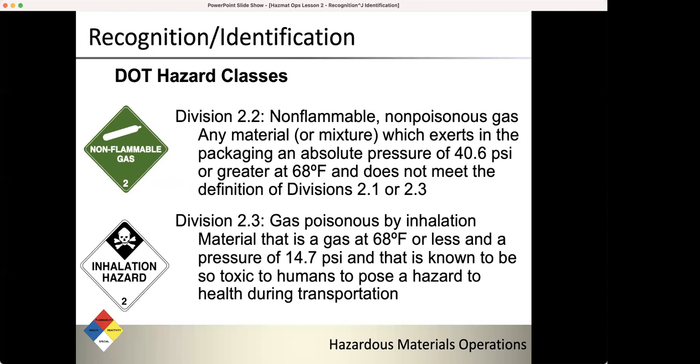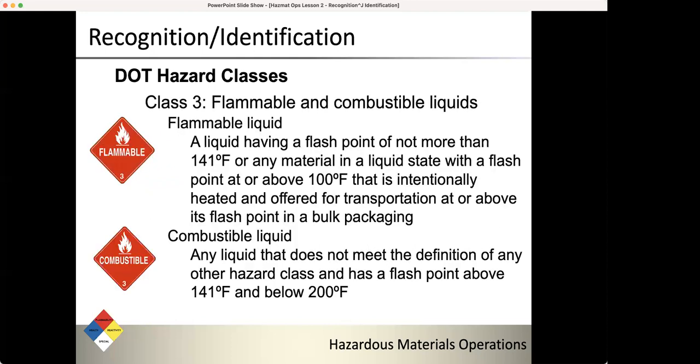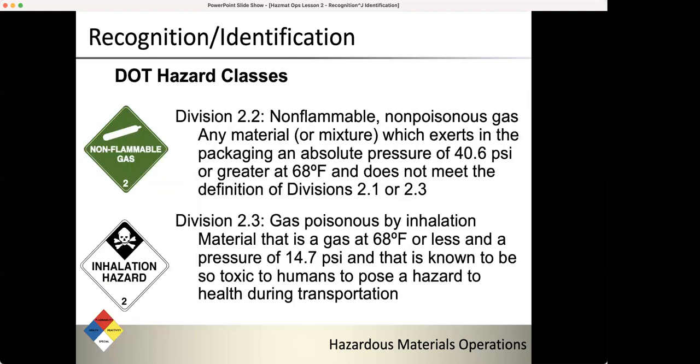You can have a poisonous gas. It's going to have a white background with a skull and crossbones there. It's bad stuff. So that's the gases. Remember, poisonous gases are one of those things that have to be placarded in any amount, as well as the explosives.